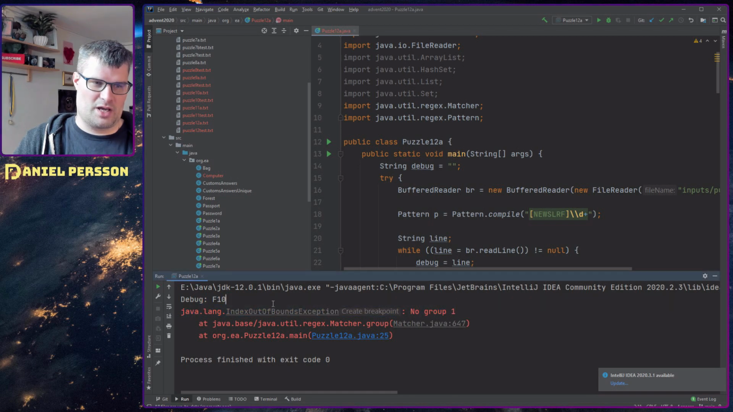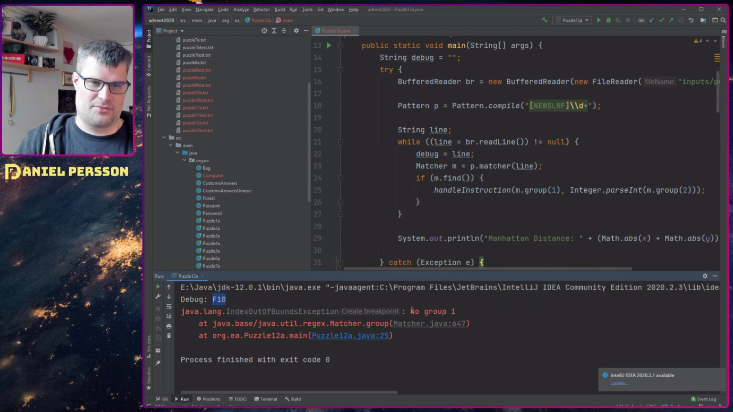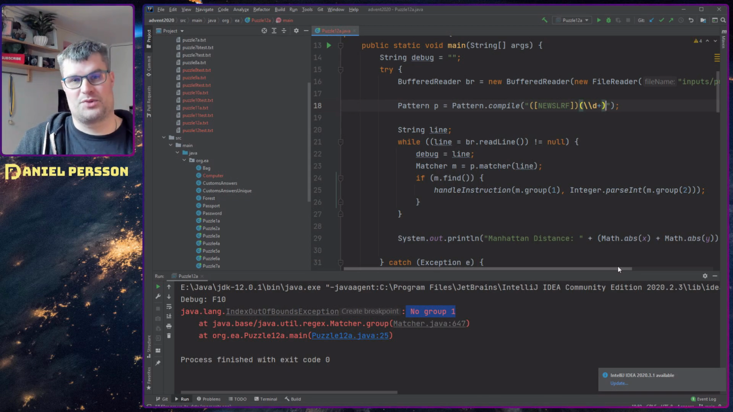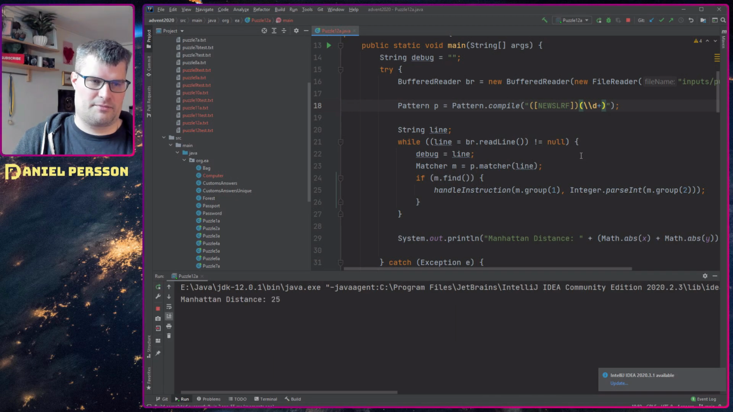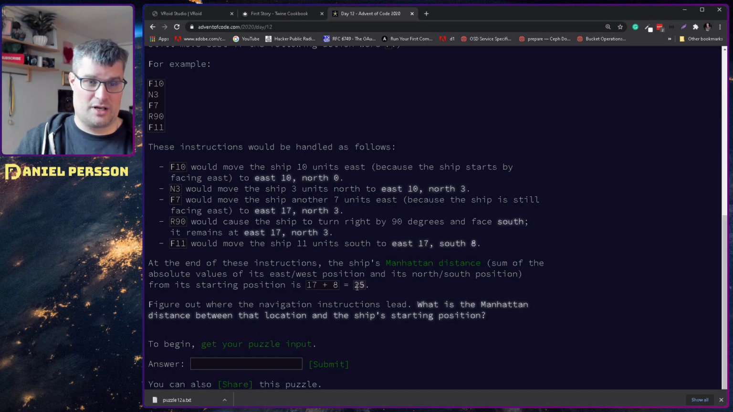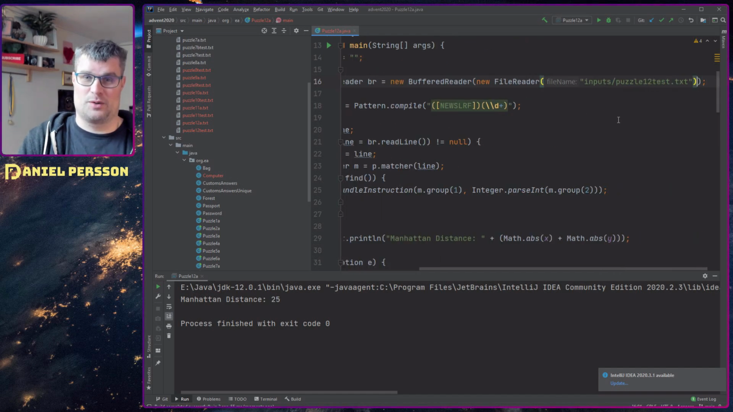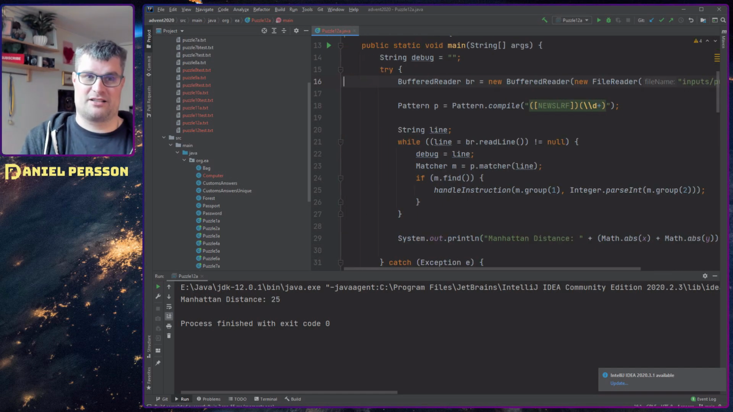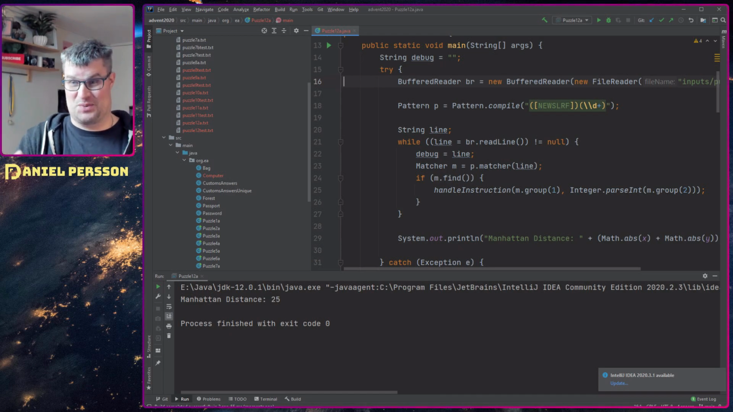So here we have F10, no group 1. Okay? That's interesting. Oh, we need to have parentheses here so we actually get groups as well. That's reasonable. So let's see here. Now we got the Manhattan distance of 25. Let's go back and review. 25 was the right number. That's really cool. I just wrote some code and on the simple example, it just worked.